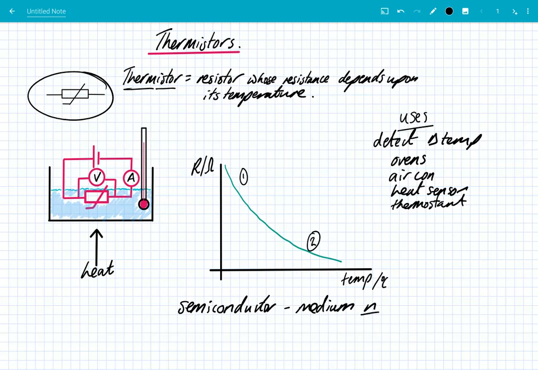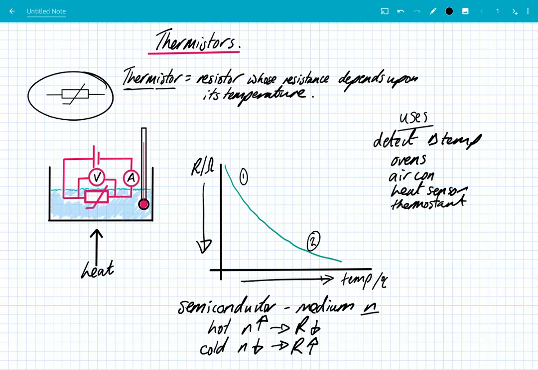And what happens is when they get hot, N increases. That means we've got more electrons per meter cubed. Therefore, the resistance goes down. When they're cold, the number density of free electrons actually decreases, which means that the resistance increases because there's less electrons available to flow, so we've got a smaller current. And you can see that in this graph here. When you increase the temperature, the resistance is going down. So when T goes up, the resistance decreases.